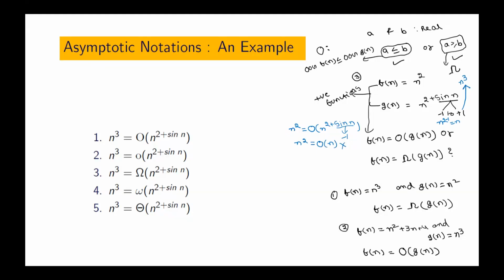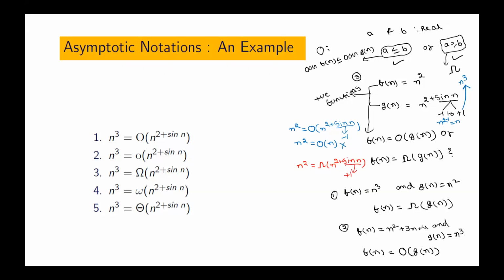Is that okay? Similarly, is it possible to write n square is big omega of n power 2 plus sin n? Is that true? No. When does it become false? If sin n is plus 1 it is false; if sin n is minus 1 it is true.